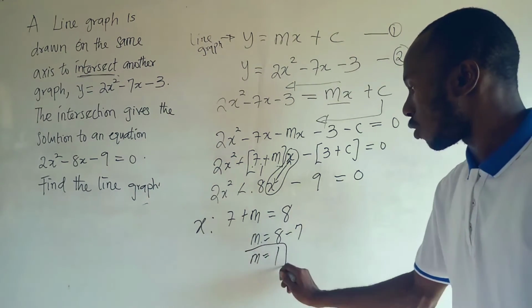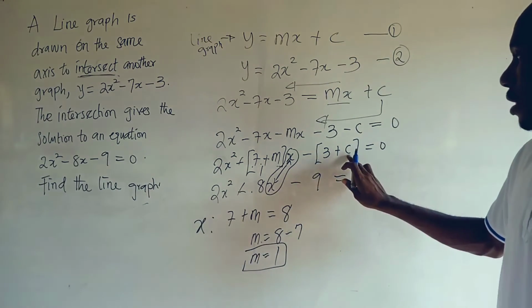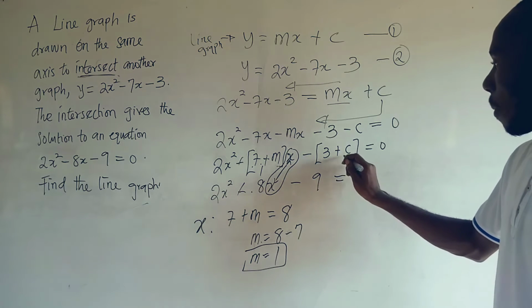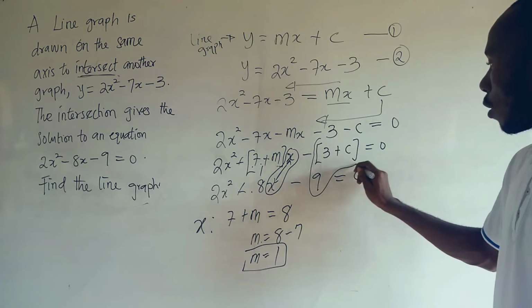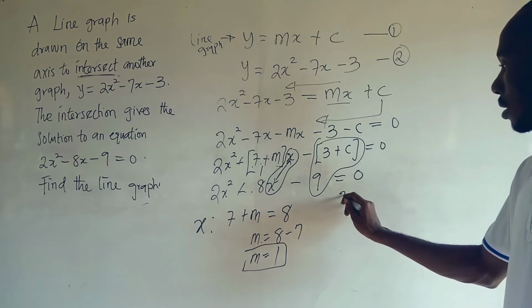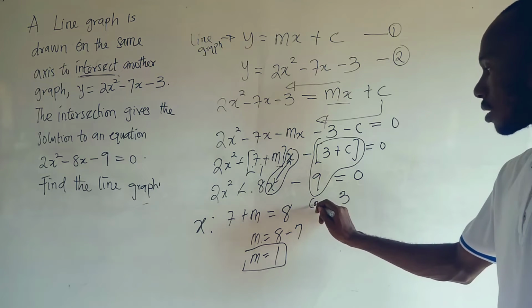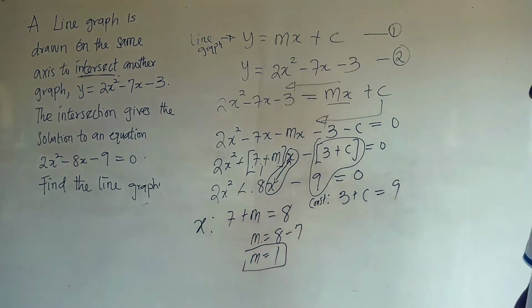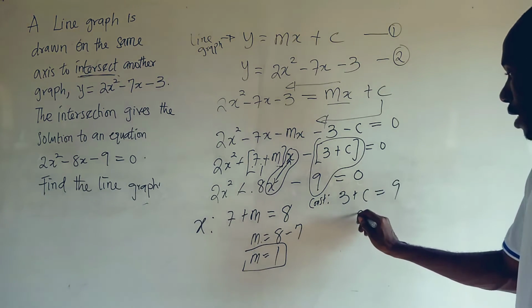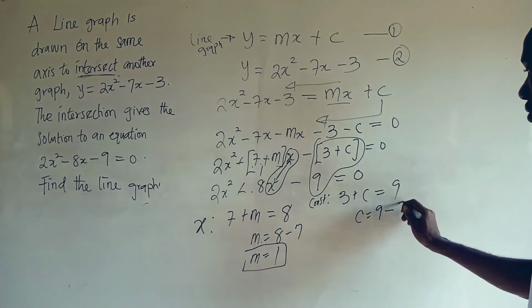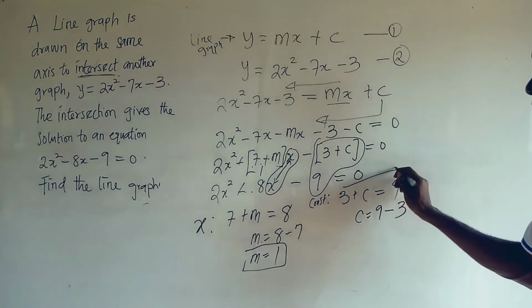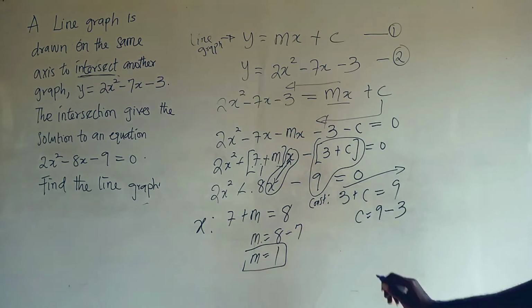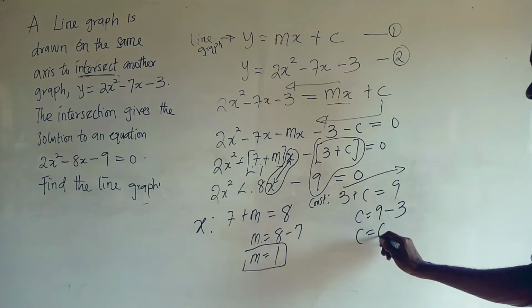Wow, that's the value of n. We do that for this and get the value of c. So I'm going to compare the constant term. So 3 + c = 9. Good. Then c will be 9 - 3. When you take this to the other side of the equation, it becomes a negative sign. So c is equal to 6.